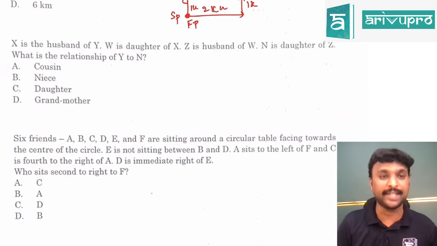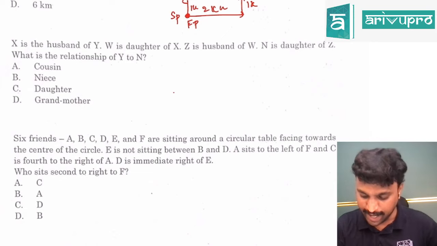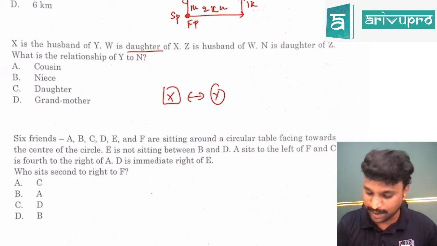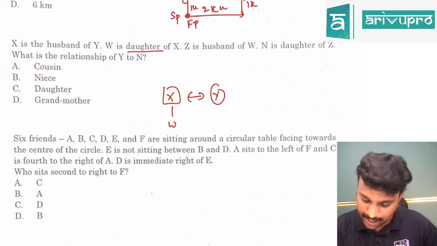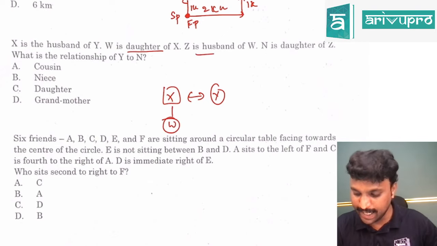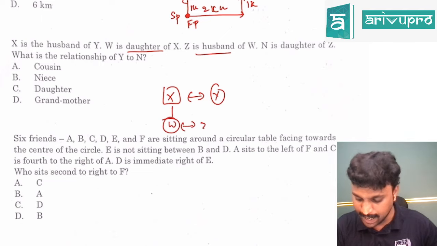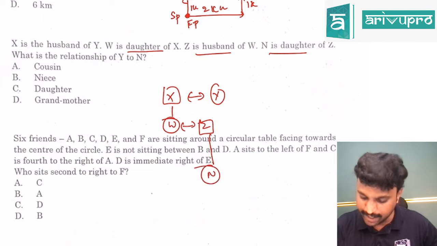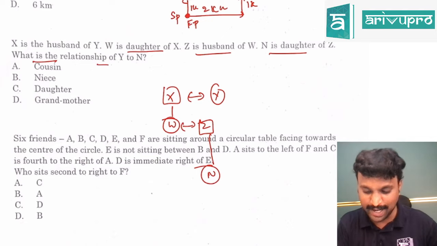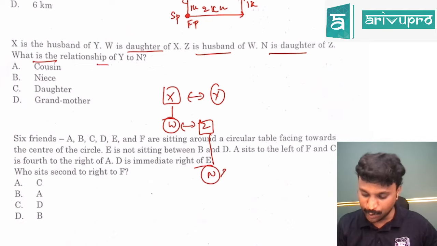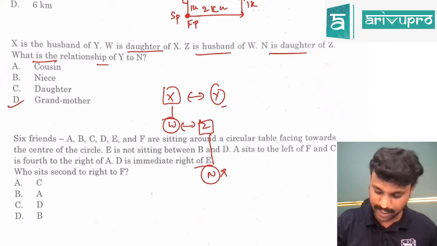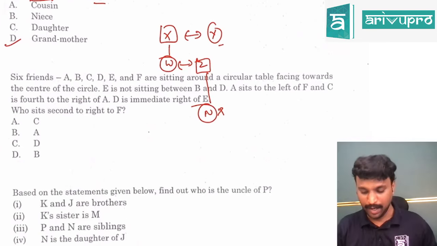So question number 78. X is husband of Y. Correct? And W is the daughter of X. W should be daughter, that means female. Z is husband of W. So Z is husband, so male. N is daughter of Z, so N should be below and daughter. Now question is, what is the relation of Y to N? To N, who is Y? 2 generations above, grandmother. Option D is the answer. Is it clear? Look at the next question.